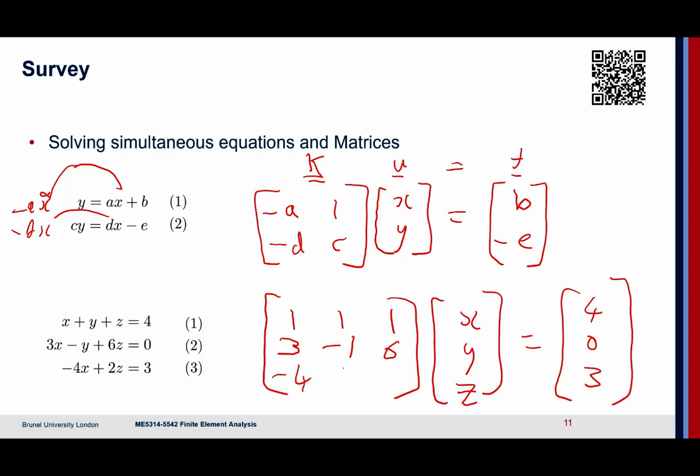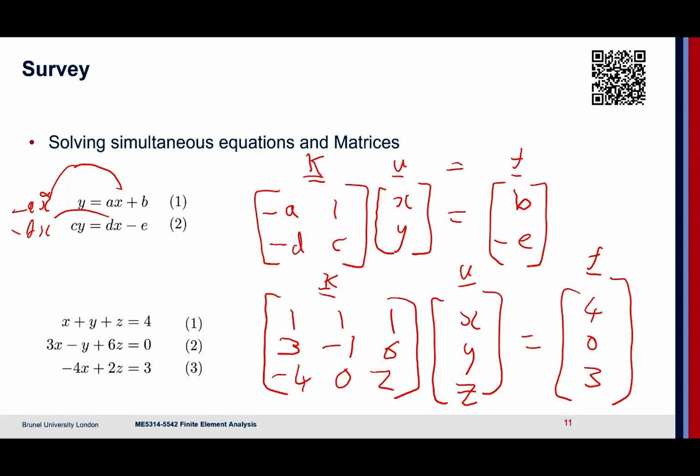We have no y component, so that's just a 0. And then we have 2 for the z component. And again, we can just call this matrix K and U, and that's equal to F. So hopefully you can start to see how this becomes useful.